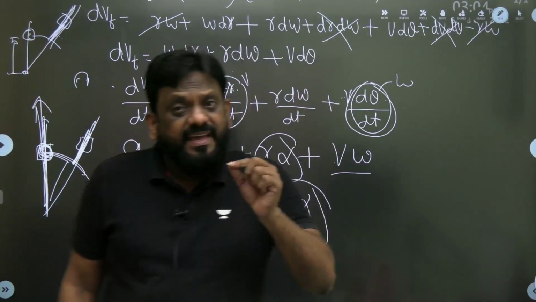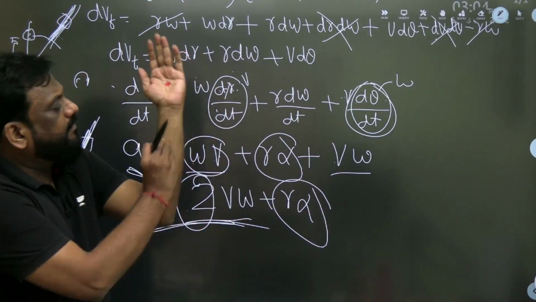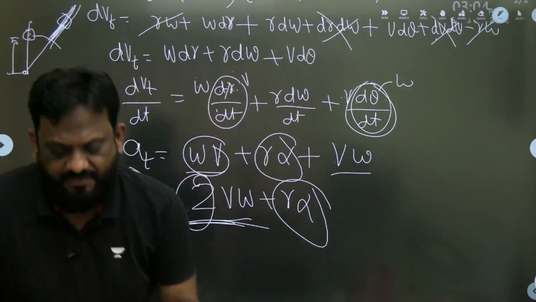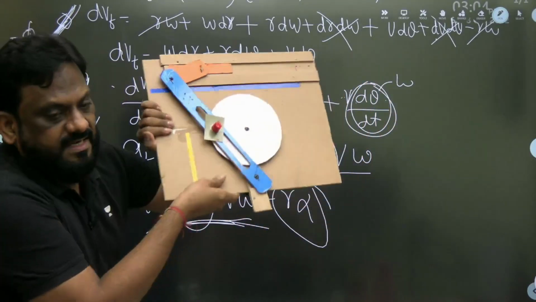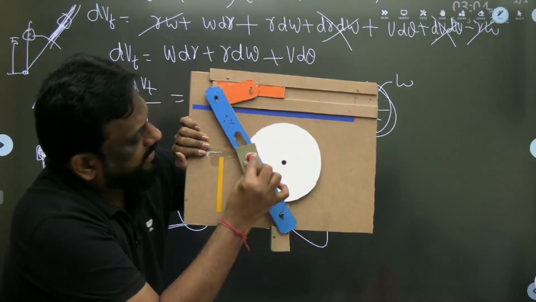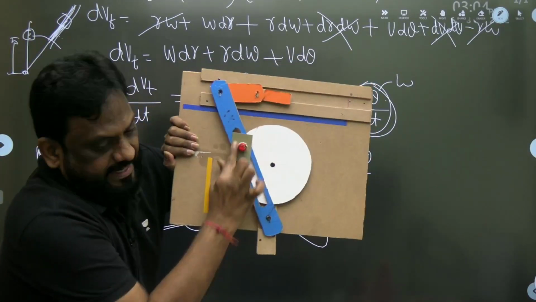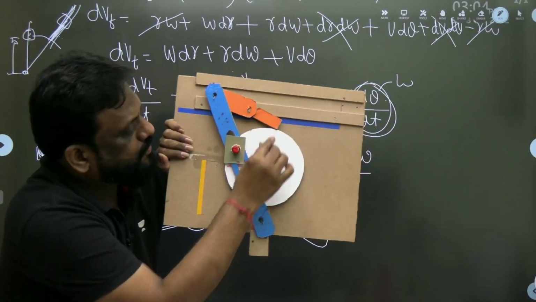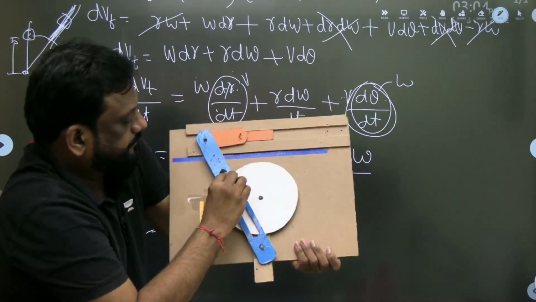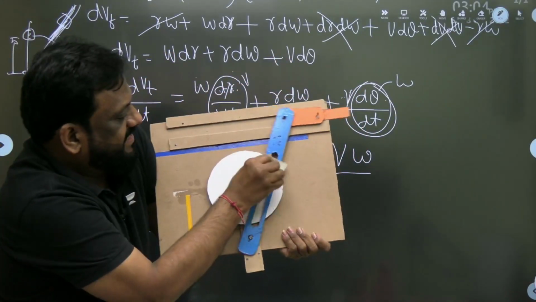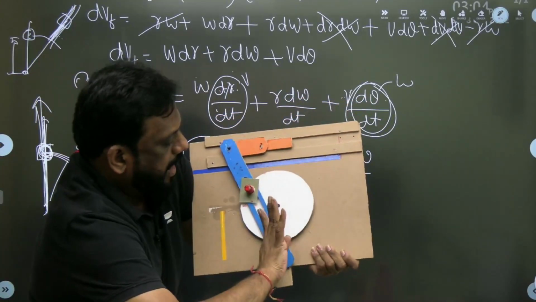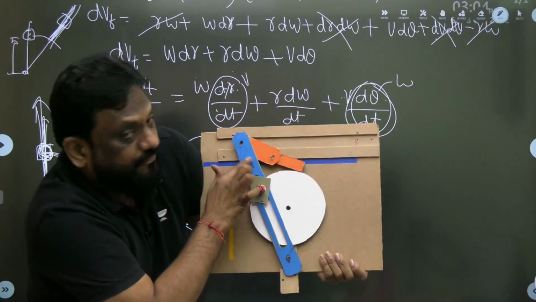I repeat, where v is velocity of sliding, means the link is rotating, and on that link it is sliding. If you just observe here, this link is rotating, on that link this is sliding. Look at this, this is sliding, and this link is rotating. This is sliding and this is rotating. Look at it carefully. So v is velocity of sliding and omega is the angular velocity of this link.